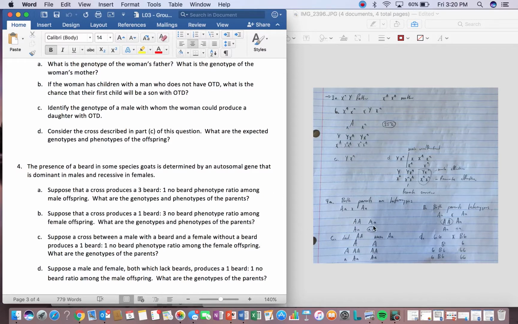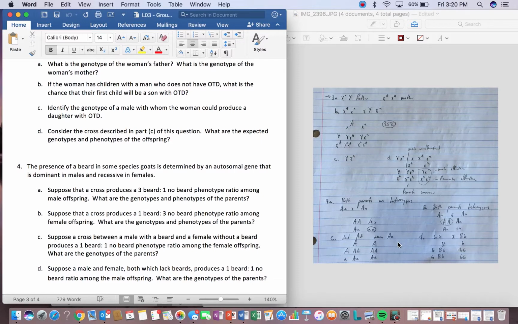Okay, so for B, it asks that the cross produces a 1 to 3 beard to no beard ratio in the female offspring. It's going to ask what the genotype and the phenotype of the parents are. And we actually got that they're the same. Heterozygous. So both parents are basically going to be the same because it's reversed in the sexes.